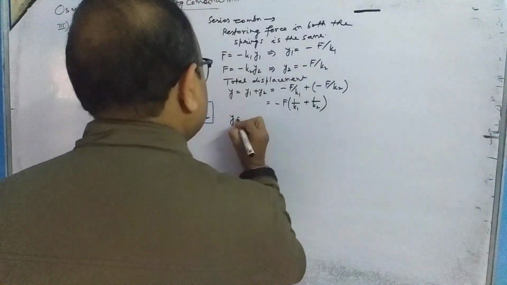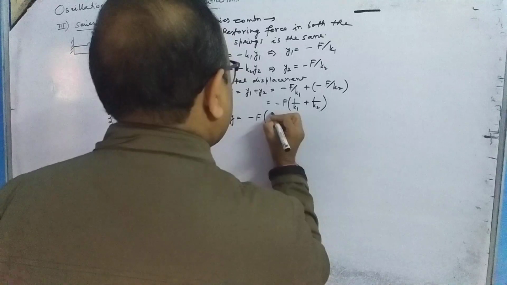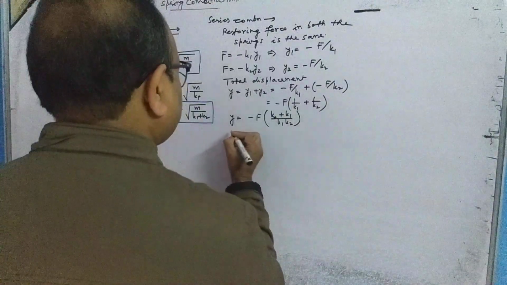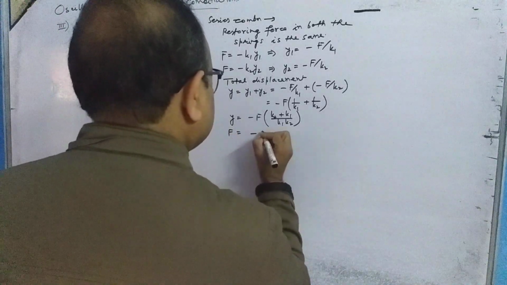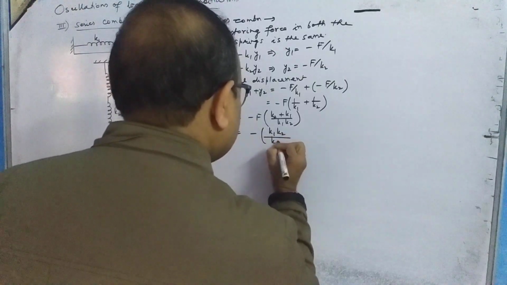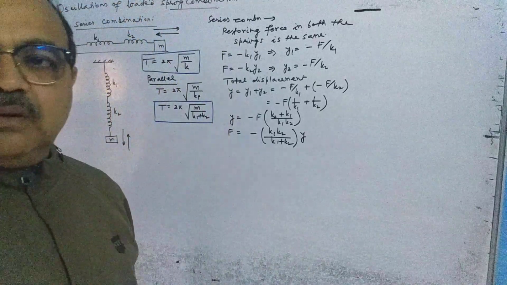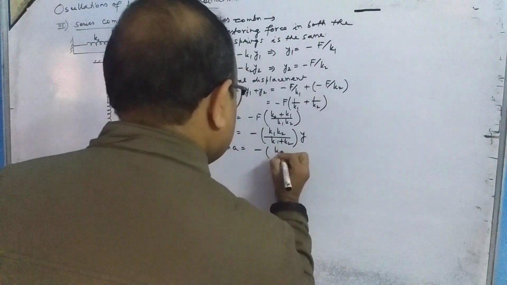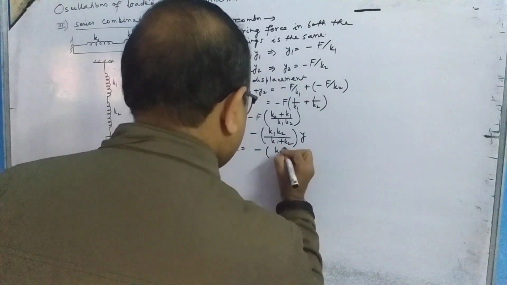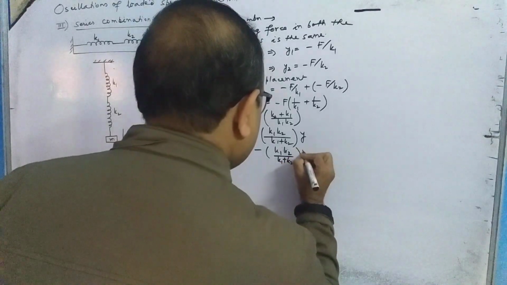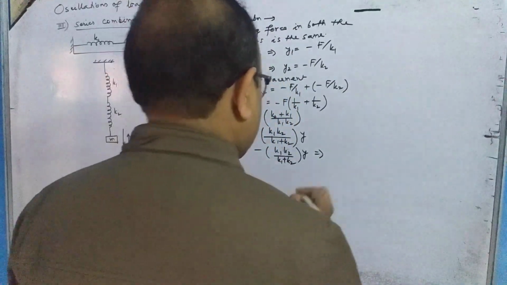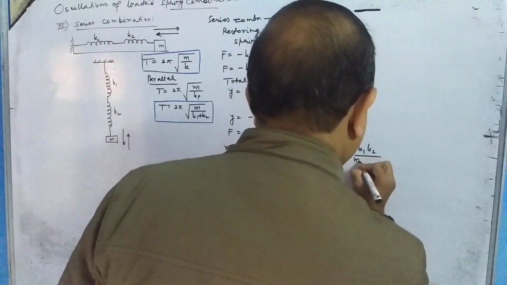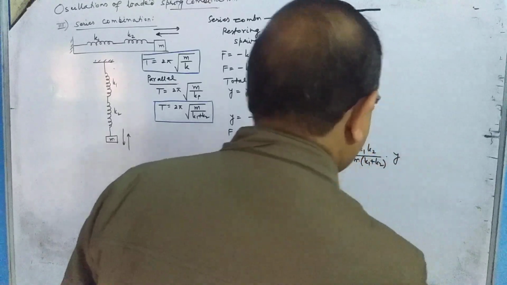Or we can say Y is equal to minus F times K2 plus K1 by K1 into K2. Or we can say F is equal to minus K1 K2 by K1 plus K2 into Y. And as we know, it is M A is equal to minus K1 into K2 by K1 plus K2 into Y here, which implies A is equal to minus K1 K2 by M times K1 plus K2 into Y.